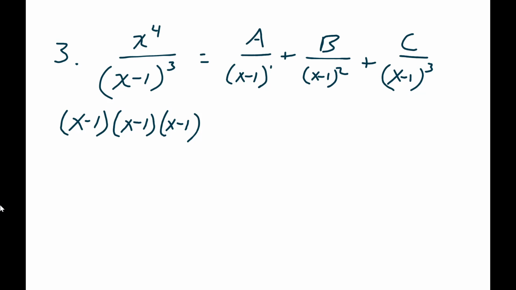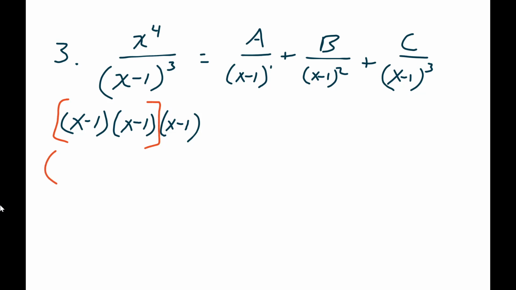But to be honest, we have something else that we have to think about first. This is an improper fraction, right? The top is bigger than the bottom. So whenever you have an improper fraction, you have to actually divide first. So how are we going to take x to the 4th divided by x minus 3 to the third? Well, very carefully for sure. It turns out that you're going to have to expand the x minus 1 to the third in order to get this long division set up correctly.